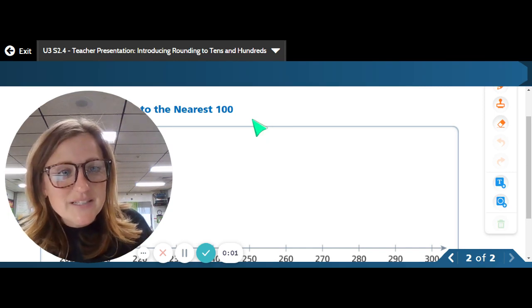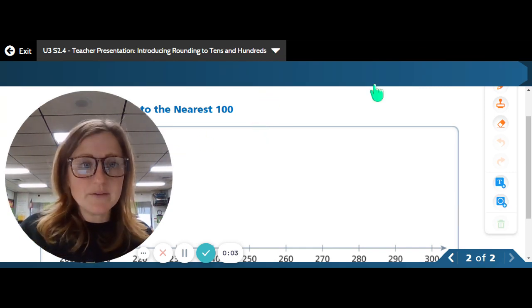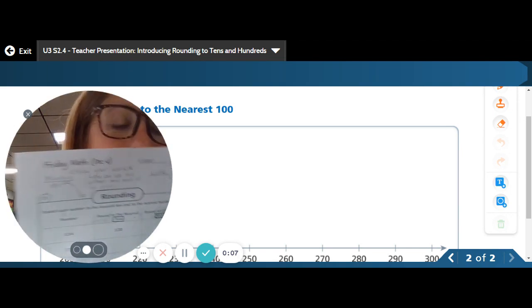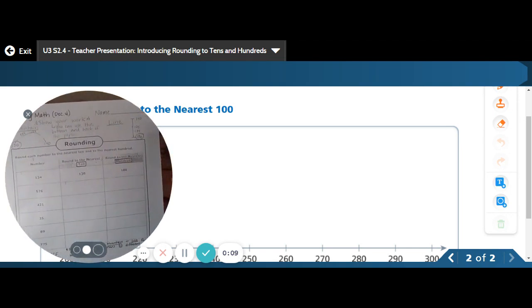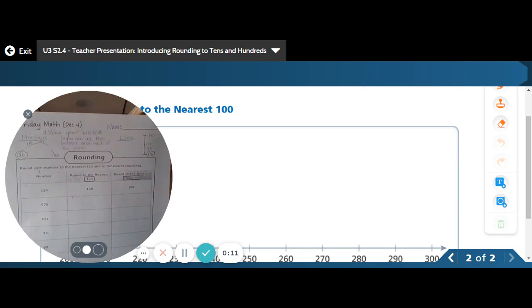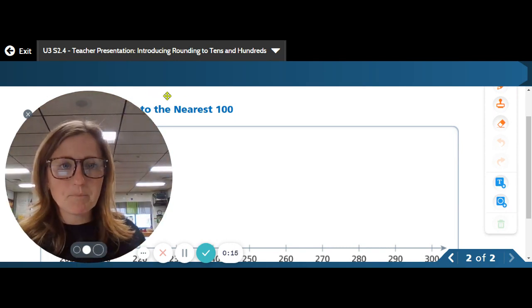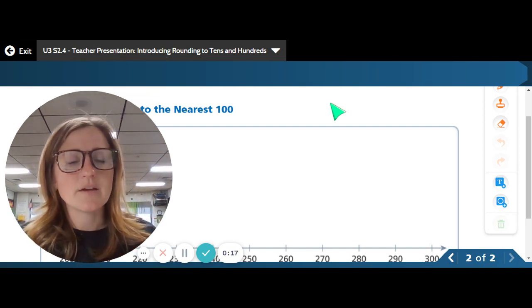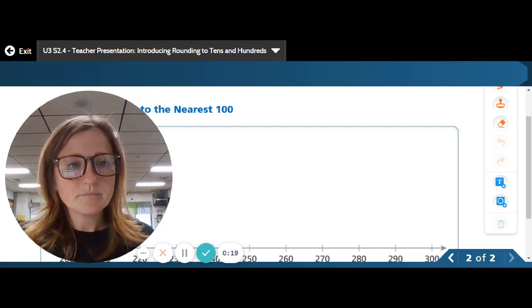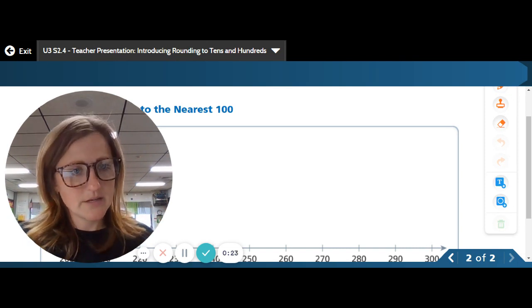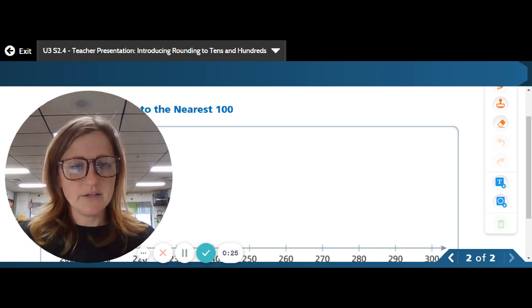Hey guys, so today with rounding, you have another paper copy that you're using. It says Friday Math. And I want to talk to you about this because the chart that you have might get a little confusing. What you're doing today is you're going to have a number, and your job is going to be to round it to the nearest 10 and to the nearest 100.